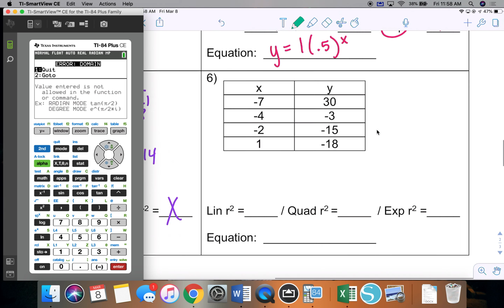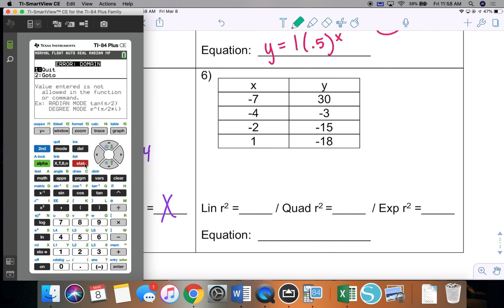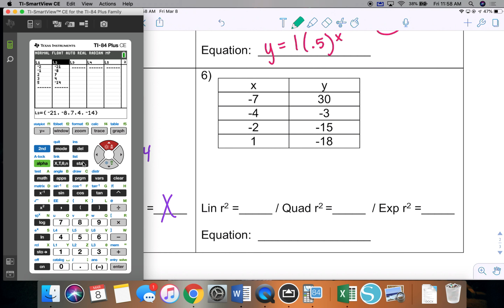Okay. And then the last one, problem 6. I'm going to clear this out and put this in Stat Edit. Because this one has fewer options, I'm going to clear out my list. Remember, we never ever delete, we just clear. So negative 7, negative 4, negative 2, and 1, 30, negative 3, negative 15, and negative 18.